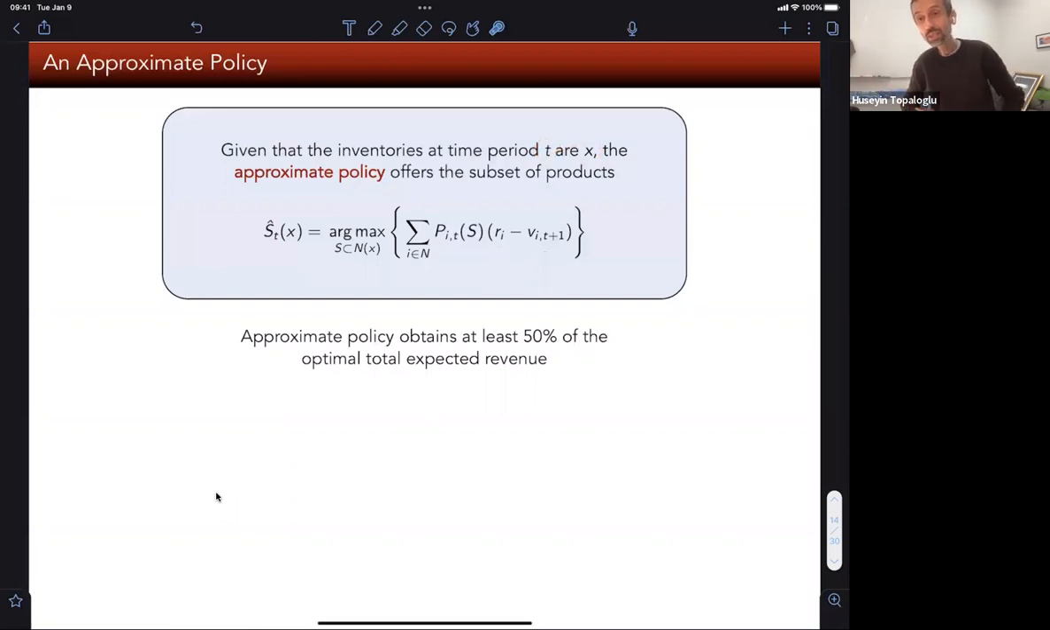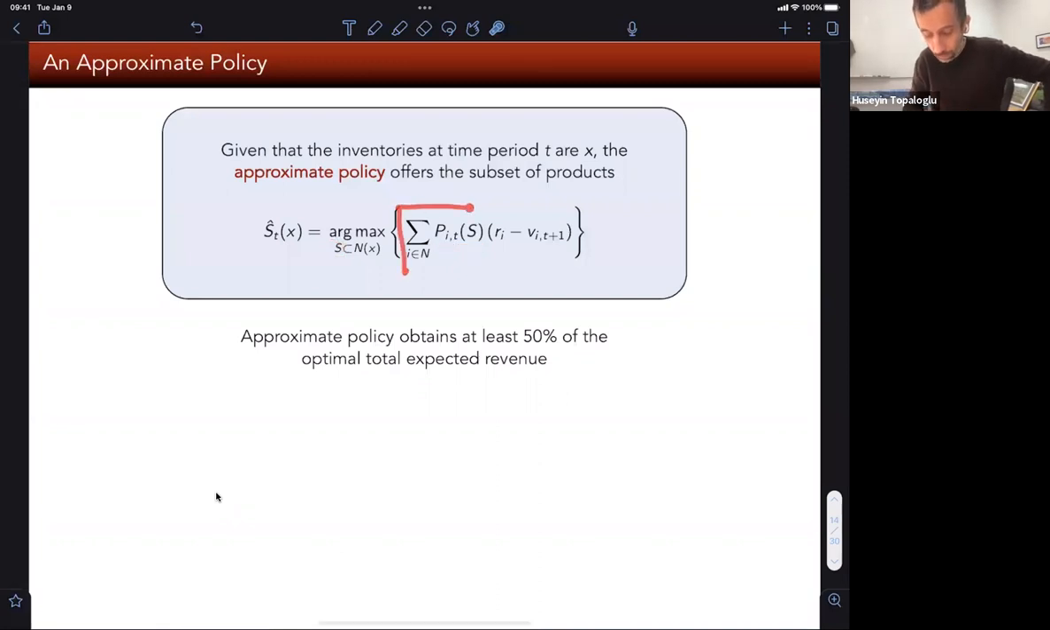Here's the value of the unit that I'm just going to lose. That's not going to be available at the next time period. So this difference is the net revenue contribution from the unit of product i that I sell at time period t. Well, if I offer the assortment S at the current time period, this is the probability that the customer is going to go for product i at time period t.